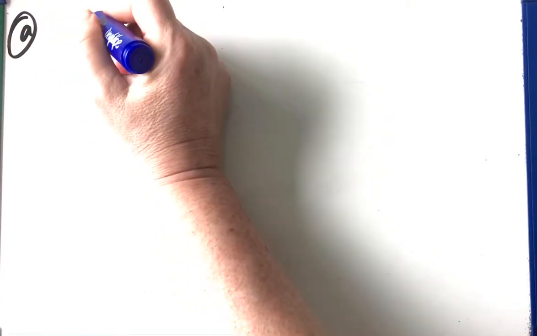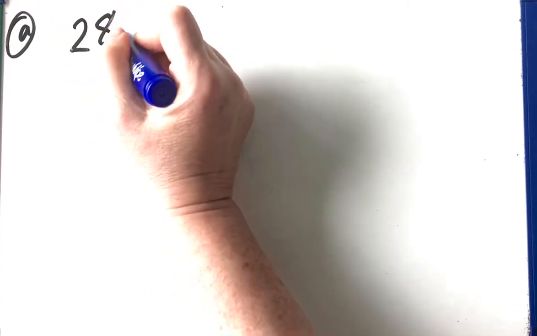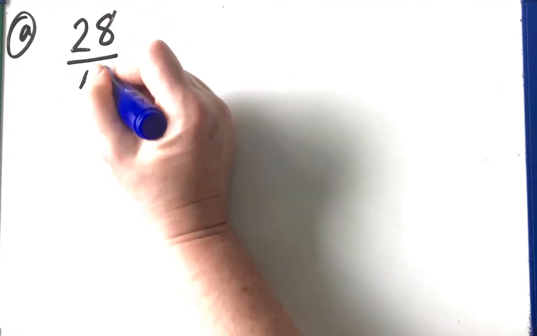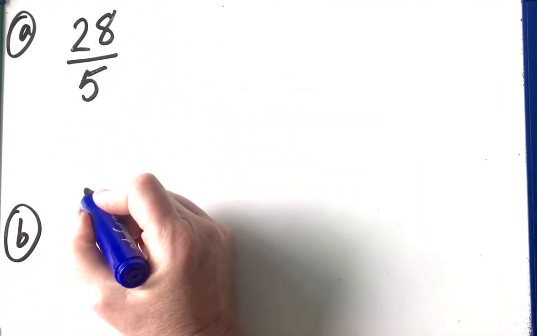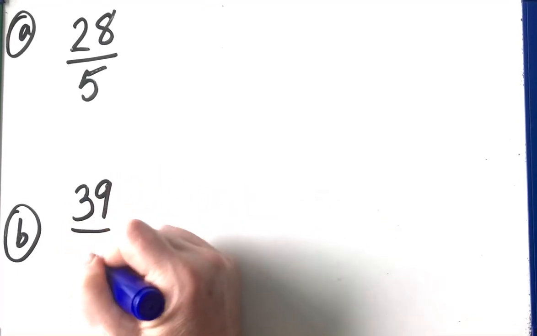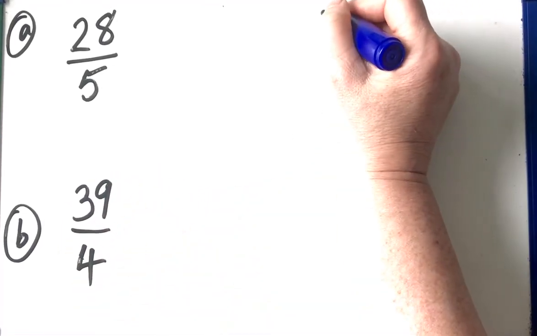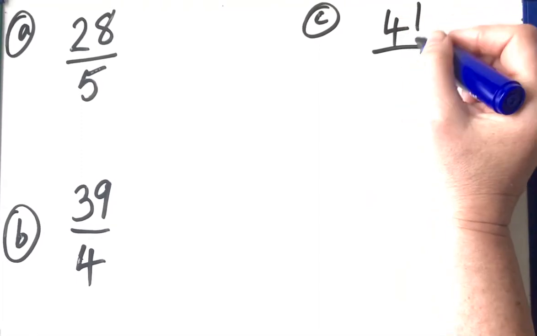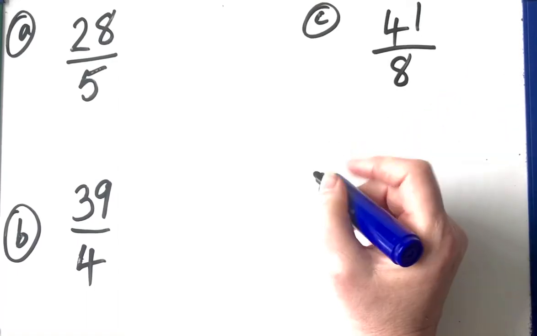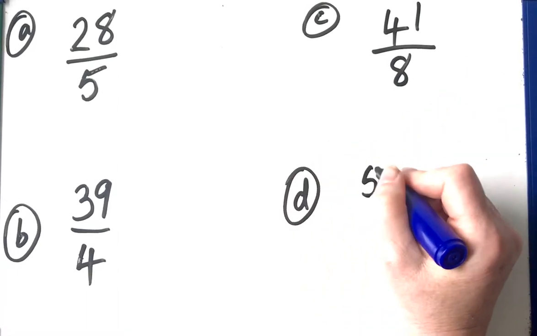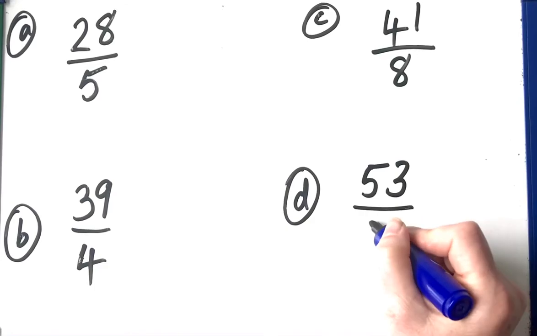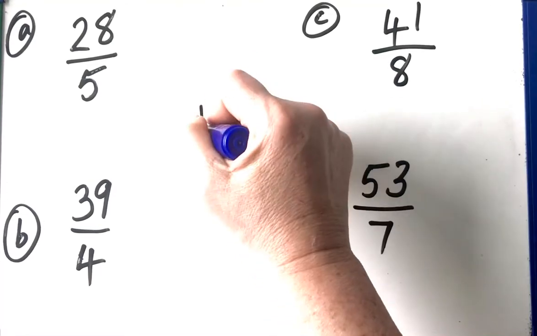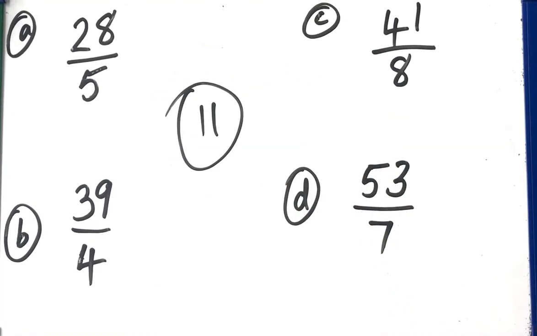So I'm going to write some for you to do. Get yourself a piece of paper. You're going to do, the first one is 28/5. The second one, 39/4. Third one, 41/8. And finally 53/7. So press pause and have a go.